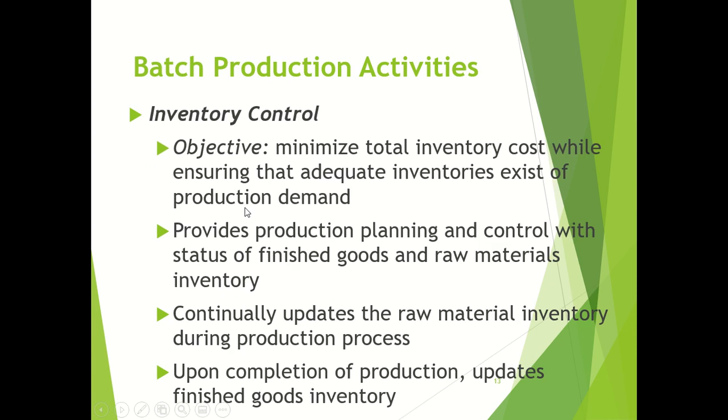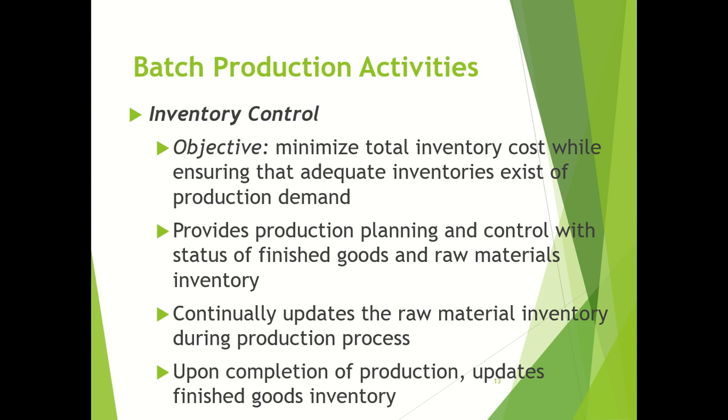Last but definitely not the least, under the production activity natin would be the inventory control. So the inventory control function consists of three main activities. Its objective muna of this inventory control is to minimize the total inventory costs while ensuring that adequate inventory exists for the production demand. So this provides production planning and control with status of finished goods at saka raw materials. Eventually, it continues to update yung raw materials inventory during the production process so that we will know kung kailangan na ba nating bumili. And upon completion ng ating finished goods, it will also update the finished goods inventory.